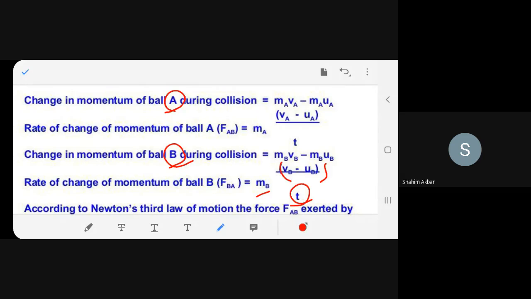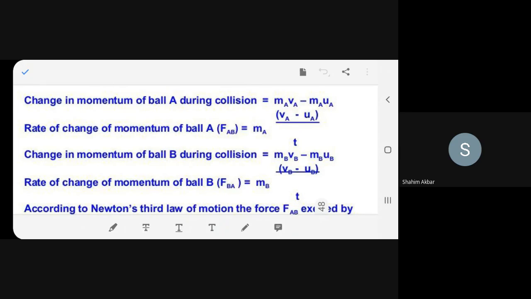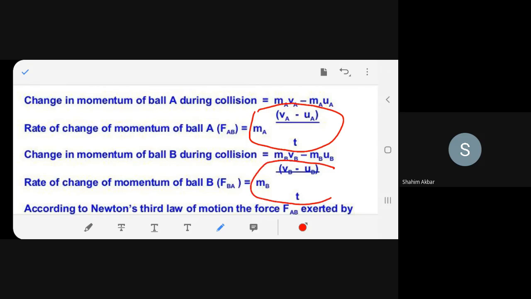This much have you understood? So separately we found the change in momentum and the rate of change in momentum of ball A and B. Any problems so far? This is for ball A and this is for ball B. Any problem? Hello? Yes, ma'am. Any problem? Did you understand or do you want me to redo it? No, ma'am.